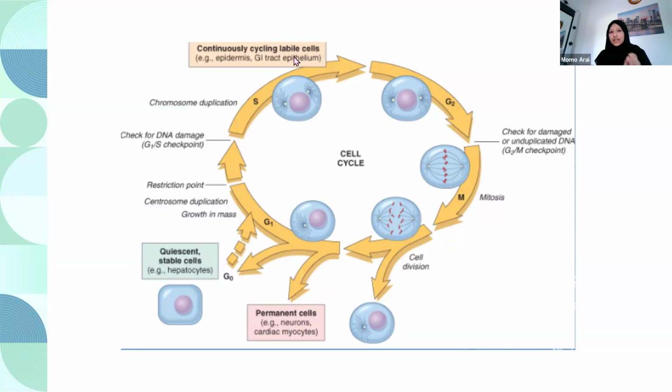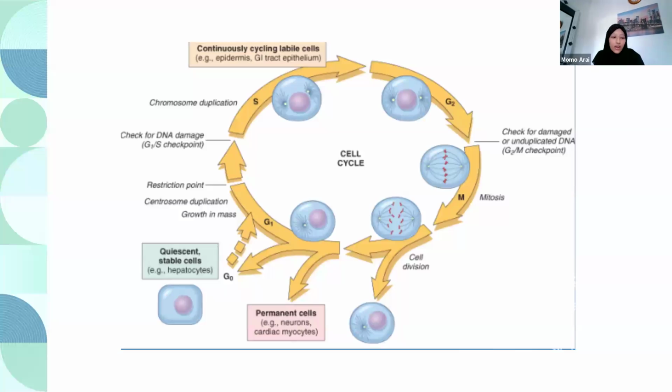To sum up, labile cells are always proliferating. They can regenerate easily. Stable cells, again, if the damage isn't too much. Liver is a very important example he likes to ask about. Basically, it is in G0 and it can go again into the cell cycle. Permanent, they cannot go and they cannot regenerate.